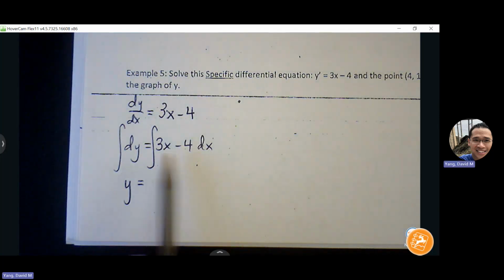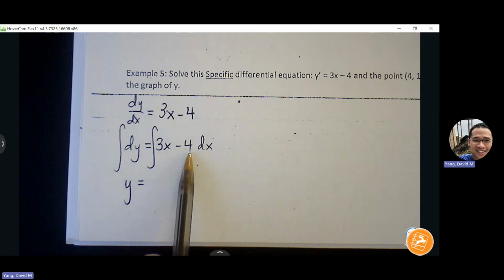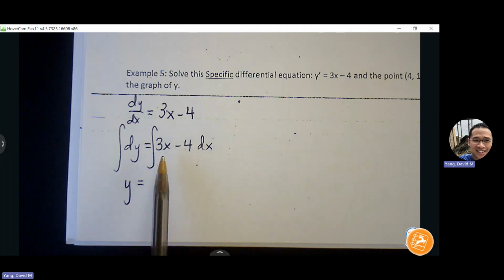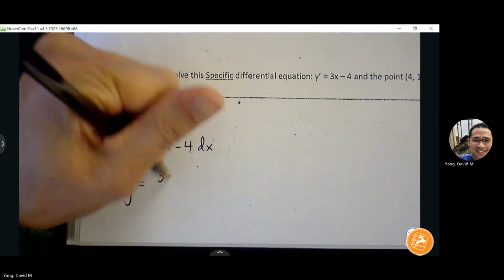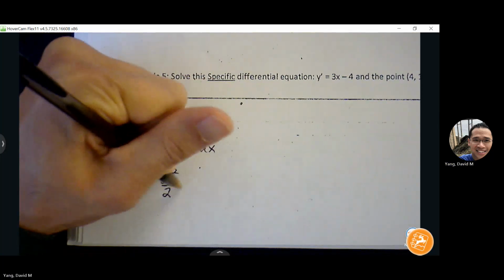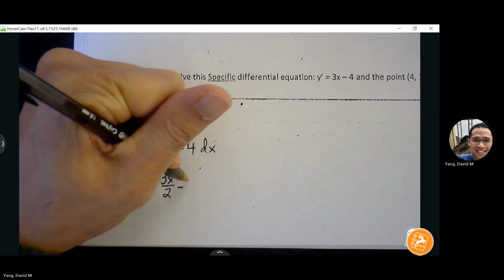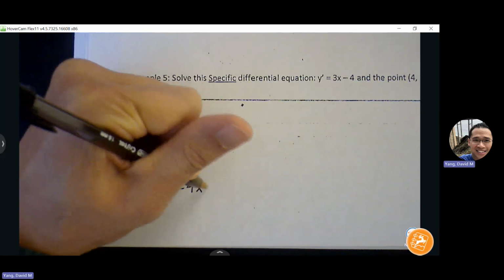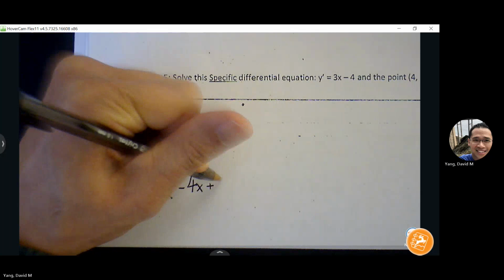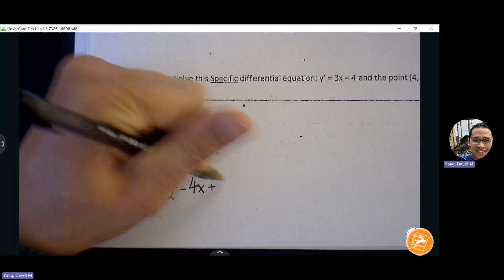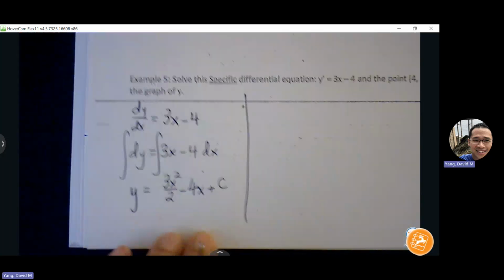Right side, we have 2 terms. Both terms are set up and ready for power rule. No cleanup needed. 3x becomes 3 halves x squared, 4 becomes 4x. And don't forget a plus what? Plus c. Okay, so we have the general.